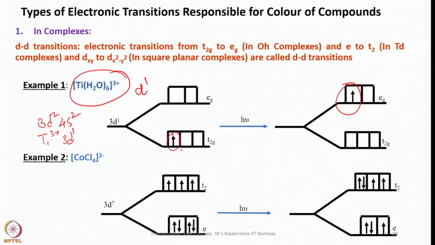Then if you consider tetrachlorocobaltate, a 4-coordinated tetrahedral, high spin complex, in the high spin complex we have 4 electrons in the e state and 3 electrons in the t2 state. Now either this electron or this electron can be promoted here. You can see this electron is sitting here in this fashion. So these two are typical examples of d-d transitions.